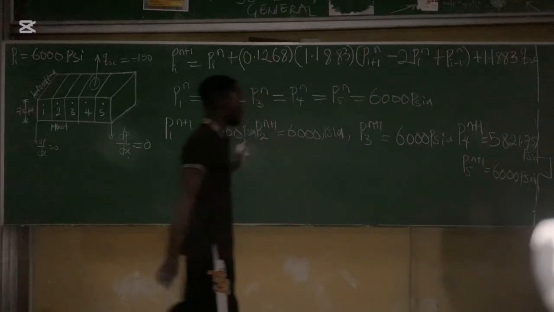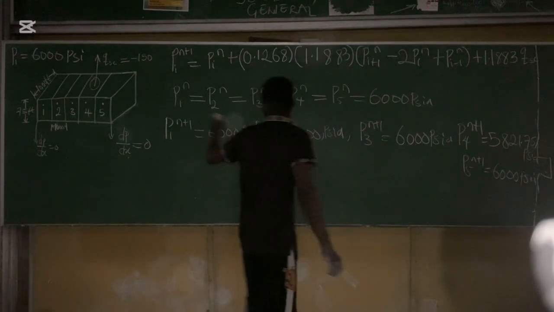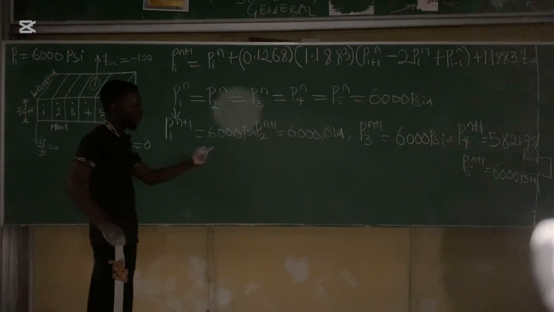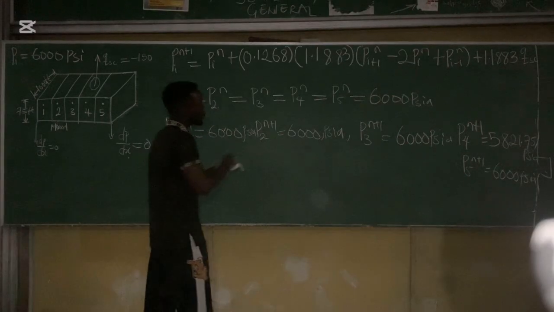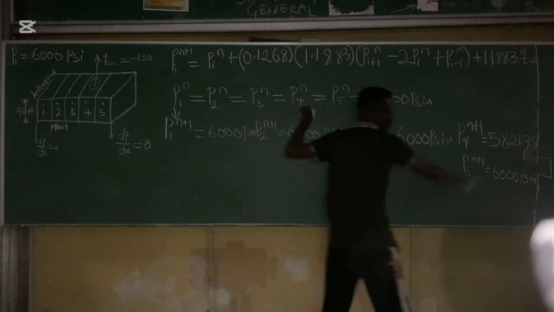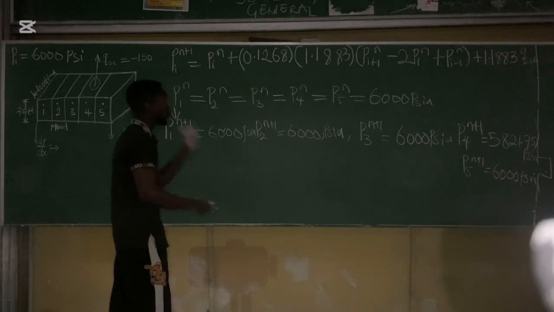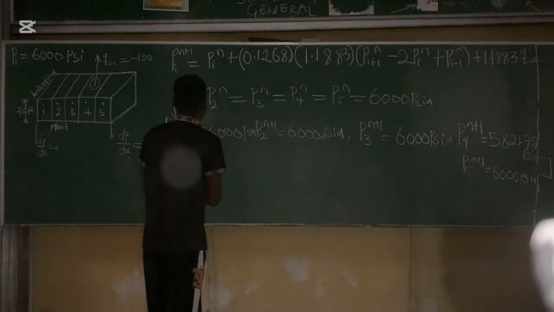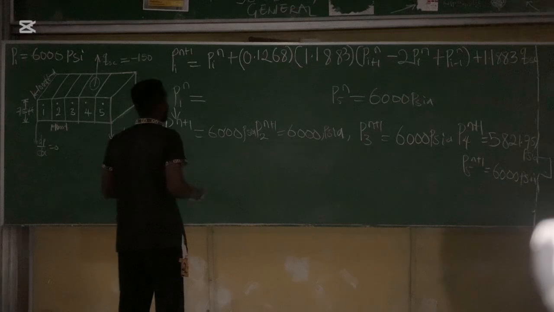Now, while you are calculating for your time step 2, instead of your P1n equal to the initial reservoir pressure, your P1n will change. Now, your P1n will become your P1n plus 1. Then your P2n will also become this value. Your P3n will become this value. Your P4n now will become this value. And your P5n will become this value for your time step 2. So in your time step 2, you are no longer using the initial pressure, but you use the pressure that you calculated.